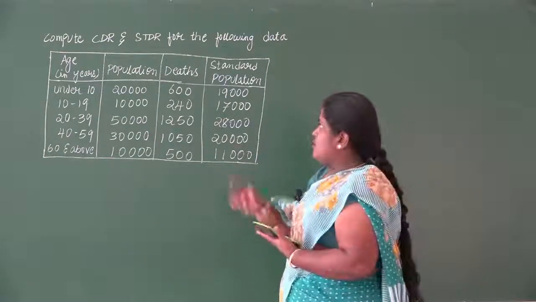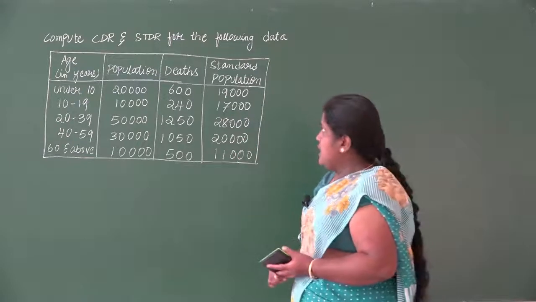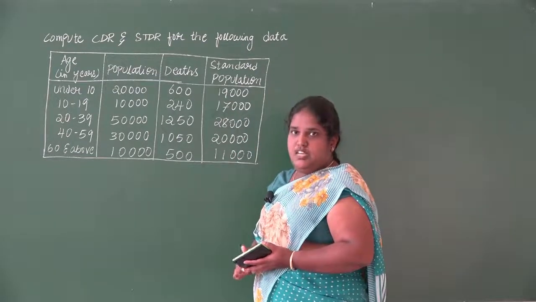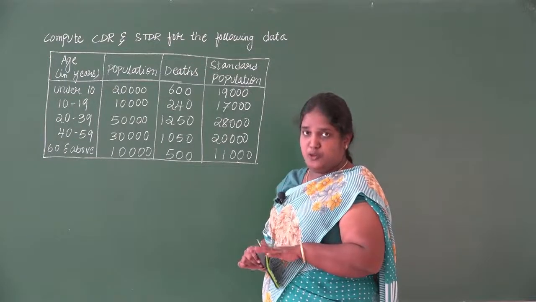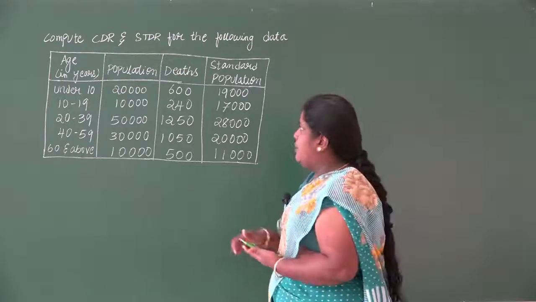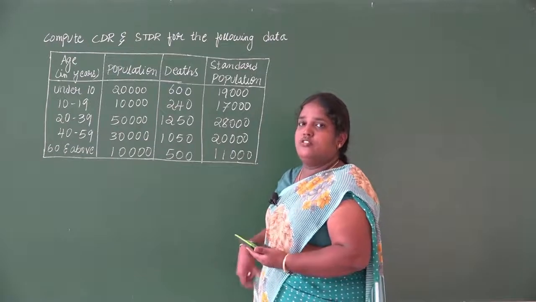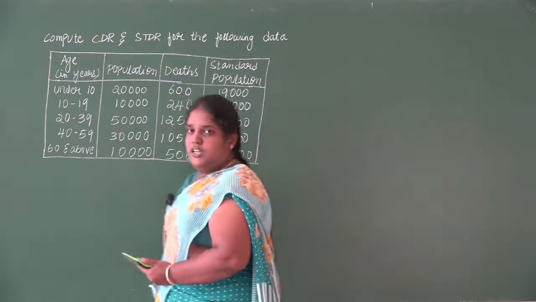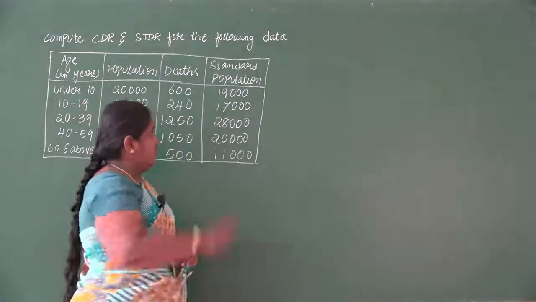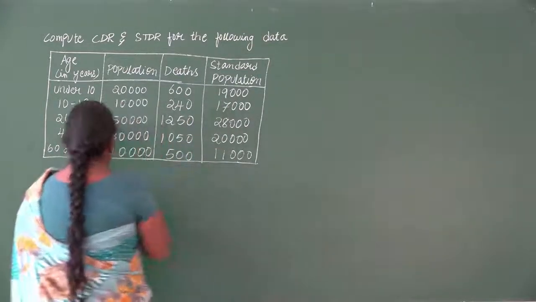Here it is given as compute crude death rate and standardized death rate for the following data. If you see the previous 10 marks problem, there it was given regarding the two populations A and B, but here it will be only about the one population. So the method will be the same, but only regarding the one population. So first we'll calculate CDR.